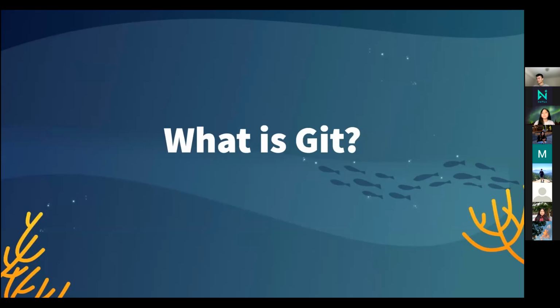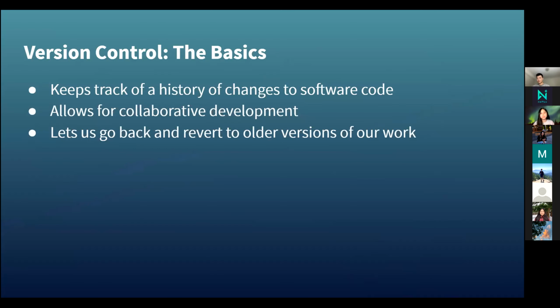Okay, so let's dive into what is Git. Before we talk about that, or I guess it is part of that, we will first introduce a concept called version control, which essentially allows us to keep track of a history of changes to software code, which is, as you can probably imagine, really useful for collaborative development. It helps us to go back and revert to older versions of our work if we ever need to, which is really useful because we're all human and sometimes we might make errors. So this is just a really cool concept.